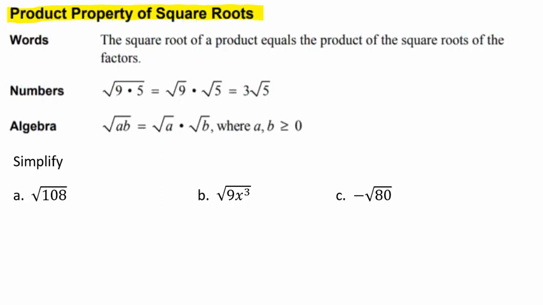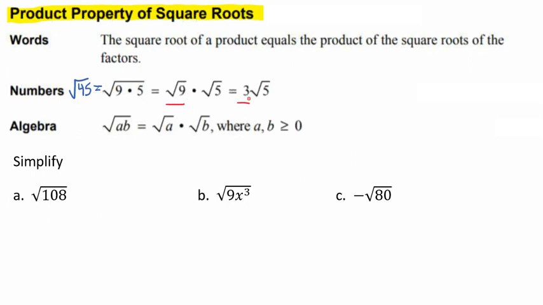Now the product property of square roots says that a square root of a product equals the product of the square roots of the factors. So what does that mean? Well, what it means is if you have the square root of 45, you can break that apart into the square root of 9 times 5, which then breaks apart into the square root of 9 times the square root of 5, which is 3 times the square root of 5. And our 3 comes from the square root of 9. So in algebra, we would say that's the square root of a times b, or the square root of a times the square root of b, where a and b are greater than or equal to 0.